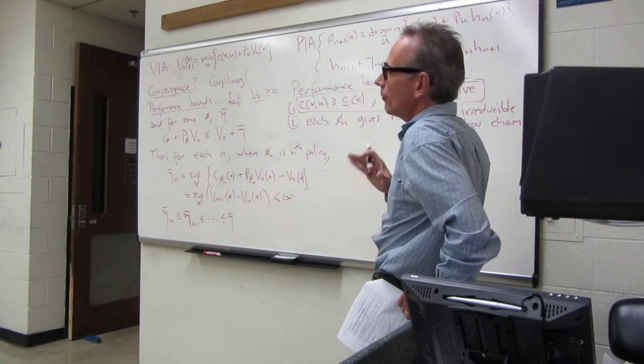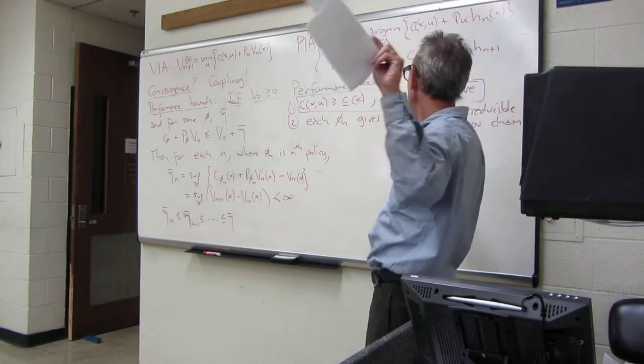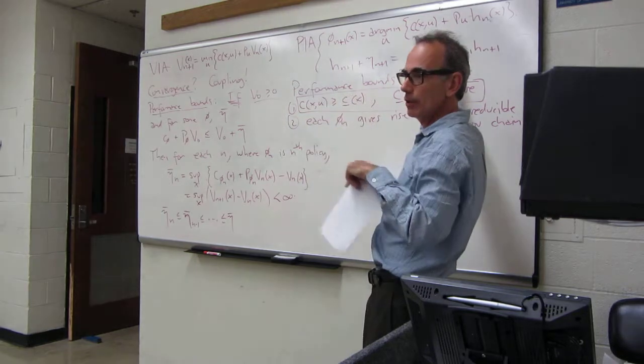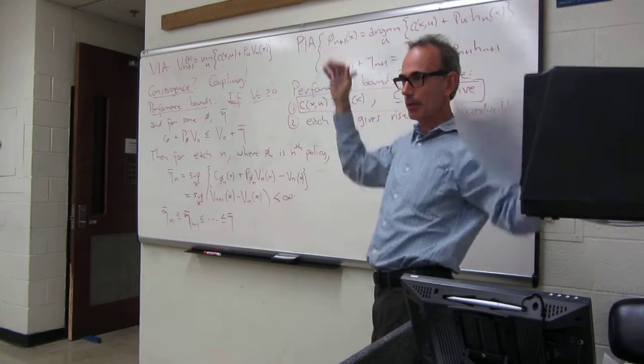What you get from this is, first of all, really importantly, and I forgot to say it in these notes, under these assumptions you'll find that any solution to Poisson's equation can be assumed to be non-negative. Okay? That's something we haven't proved.